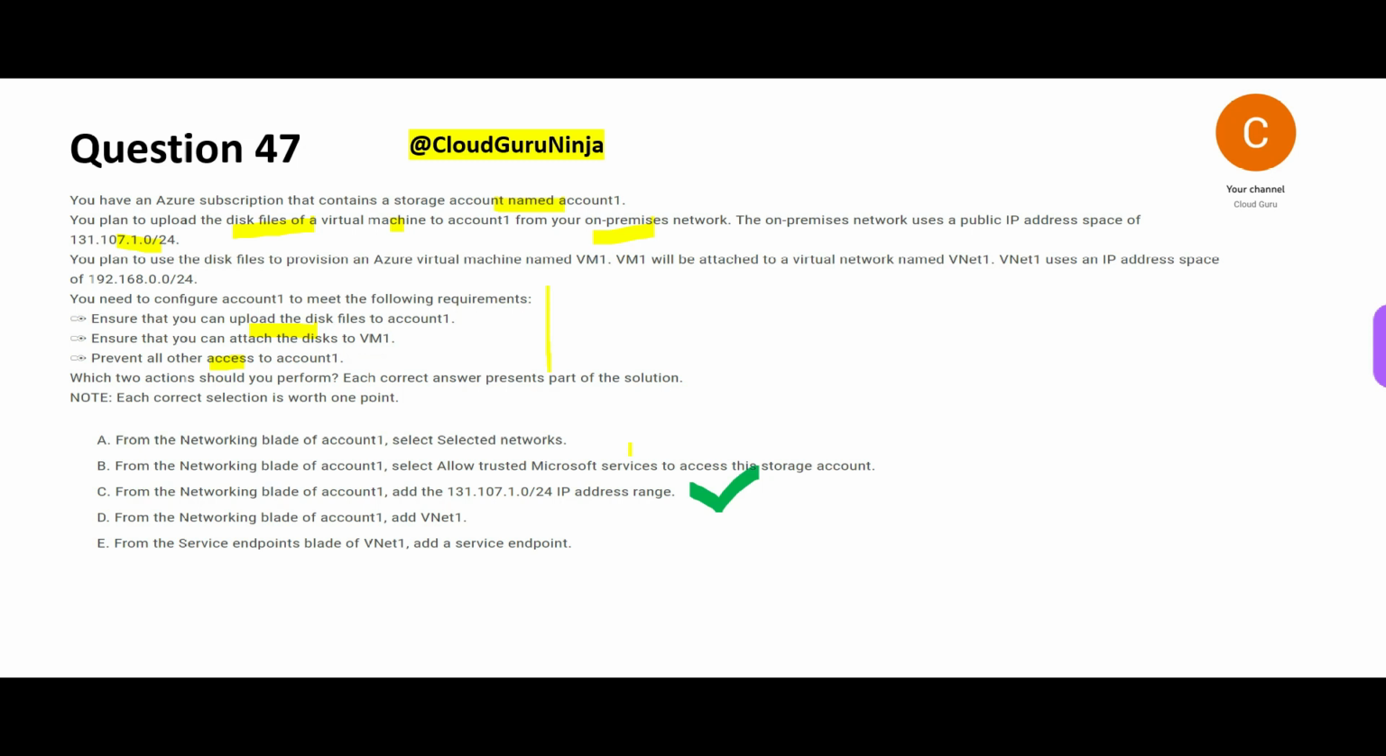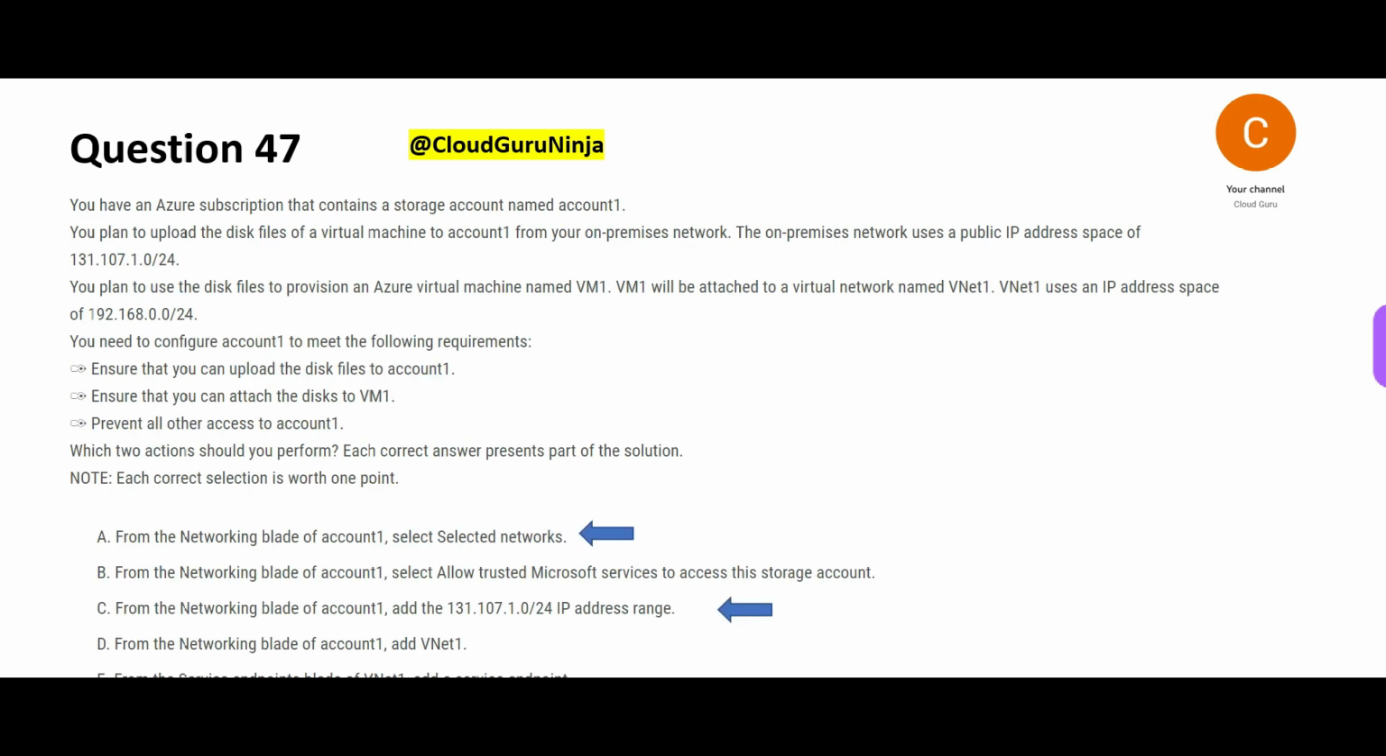That is one. Then now, in order to add that, from where will you go? You will go from the networking blade of account 1 and select selected networks. These two are my answers. Why? Because we have to choose only two actions. See, B is wrong because B is telling only allow trusted services to access it. How do I know it is trusted? I don't know. And D is wrong because it is saying from the network blade you add VNet1. We don't need to add a virtual network here. We just need to select the networks. And E is saying that you use service endpoint blade. No, we don't have to go to the service endpoint. The question is not saying that we have any service endpoint here. So these two would be our final answers.